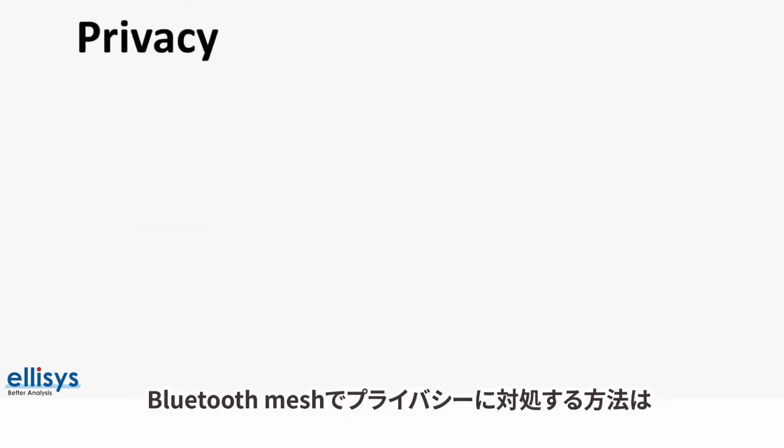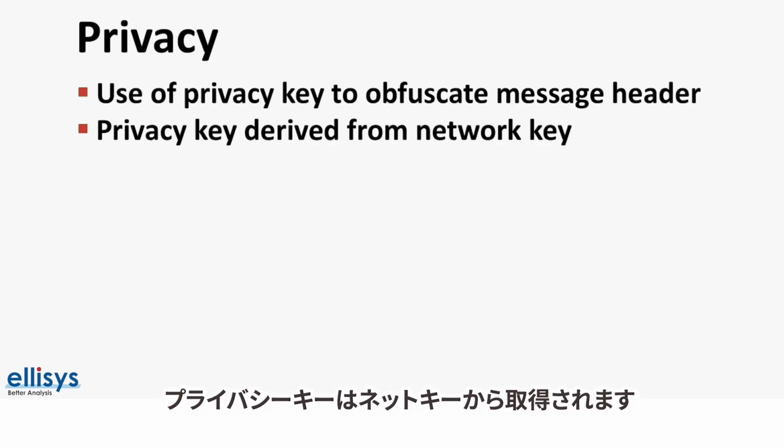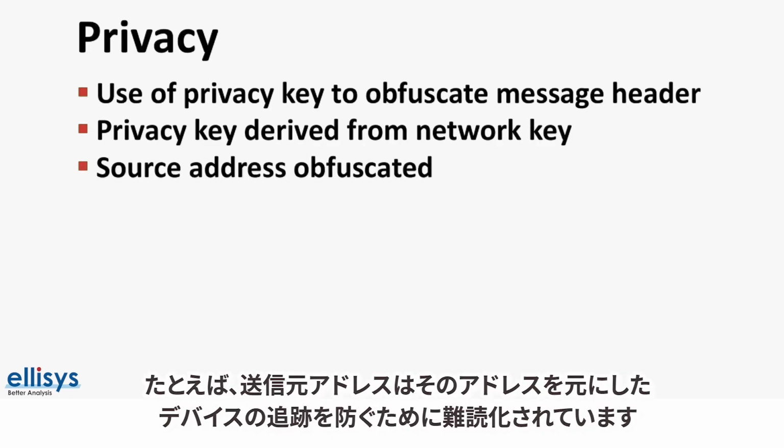Another concern is privacy. The way privacy is addressed in Bluetooth Mesh is via the use of a privacy key that's used to obfuscate the message header. The privacy key is derived from the network key or net key. For example, the source address is obfuscated to prevent tracking of a device via its address.